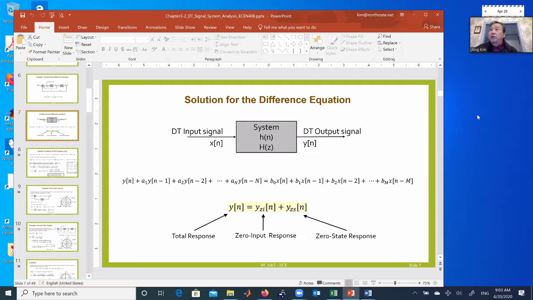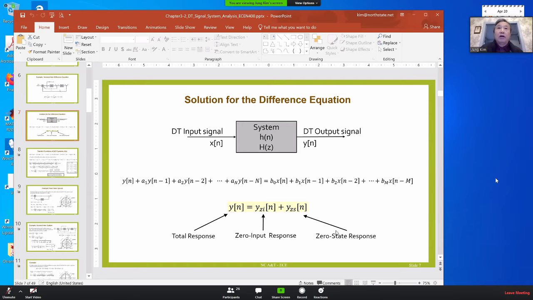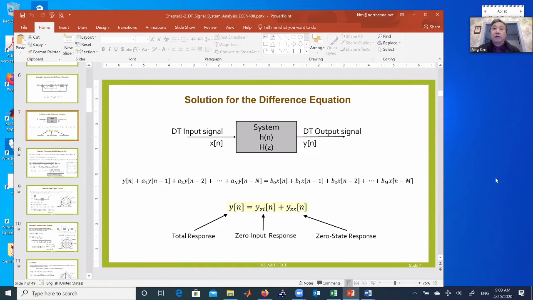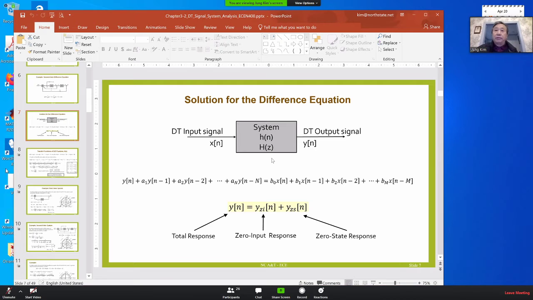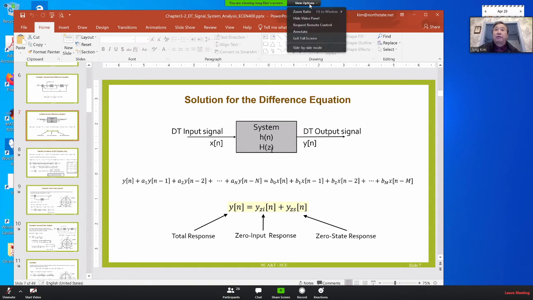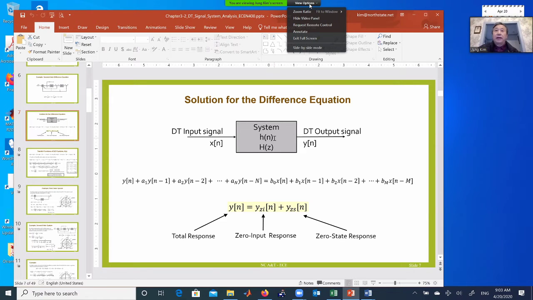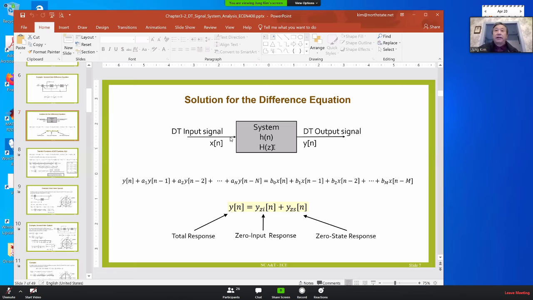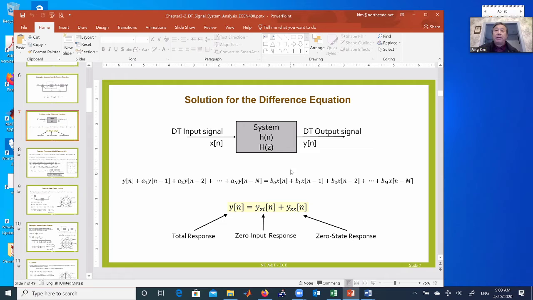Okay, let's continue. Chapter 3, section 3.2. Today I think we need to learn about the HOG and HON. Once you have a difference equation, we should be able to find the HOG and HON. And then after that, we need to solve the difference equation.